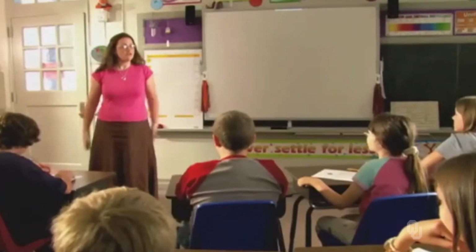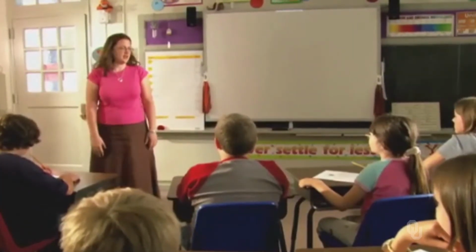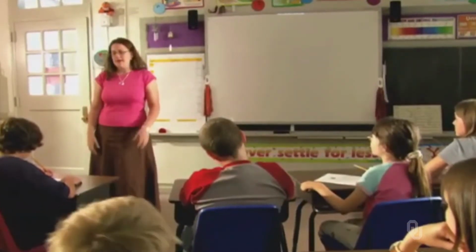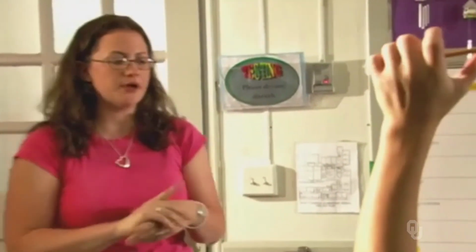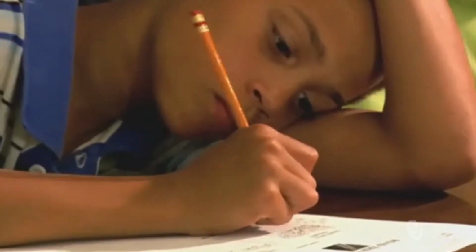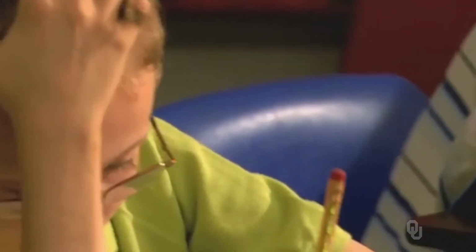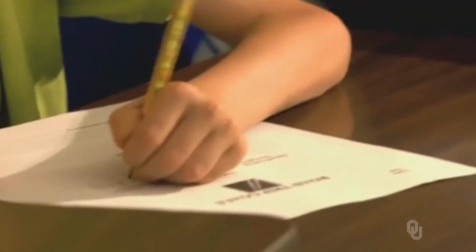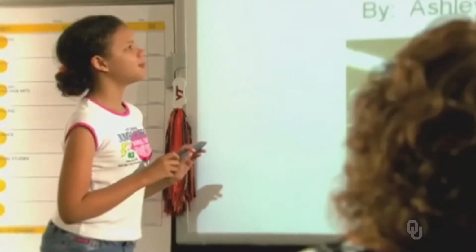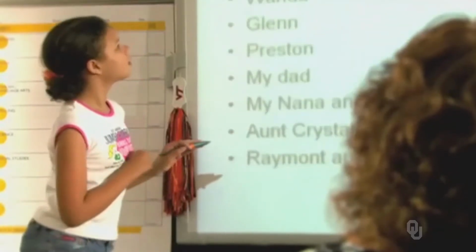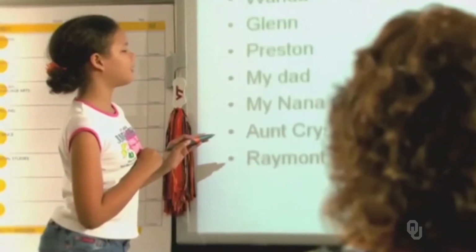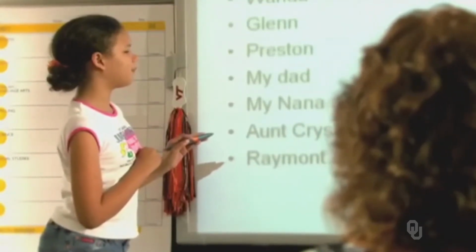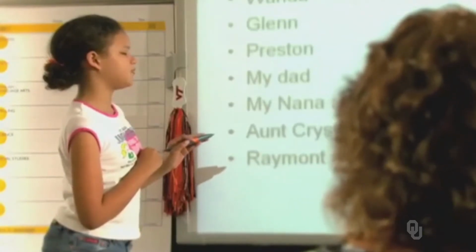All right, guys, today we're going to continue talking about self-determination and having a voice in your own IEP. And when we go through your IEPs, you're going to look at, it gave them a voice in their own program. I mean, one of the very first things that Amanda actually said to me was, it's about me. Shouldn't I know everything about me? Welcome to my meeting. The people I invited: Mama, Wanda, Glenn, Preston, my dad, my Nana and Papa, my Aunt Crystal, Raymond, and Zoe.